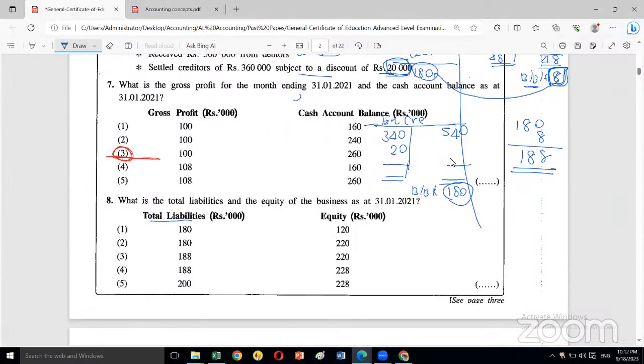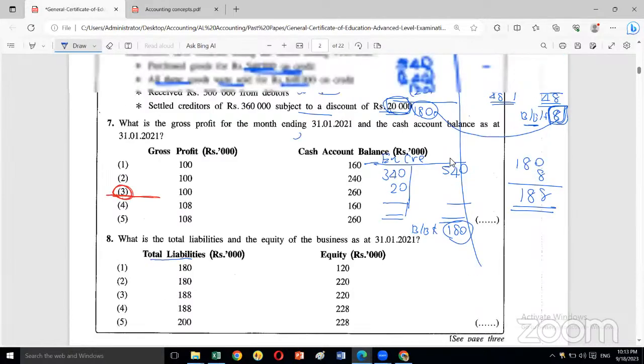Do we have the answer? Yes, the answer is either the third one or the fourth one. The fourth one is the correct answer.